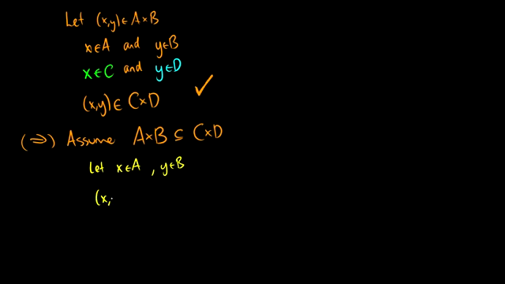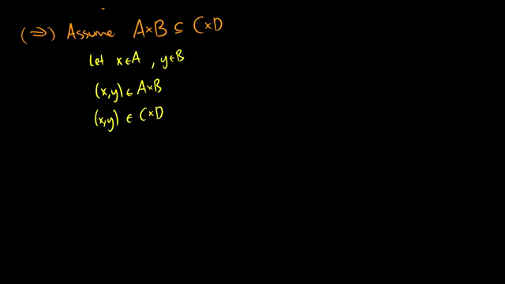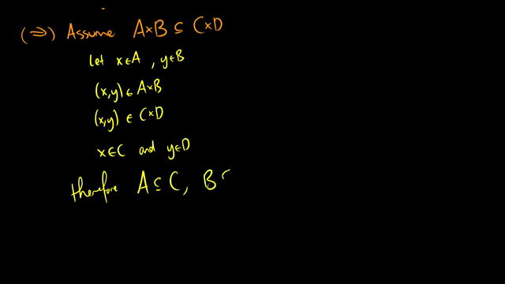We know that (x, y) is in A cross B, and because it's a subset, then we're going to get that (x, y) is also in C cross D, and therefore we know that x is in C and y is in D. So therefore we're going to get that A is a subset of C and B is a subset of D. And that is the proof.